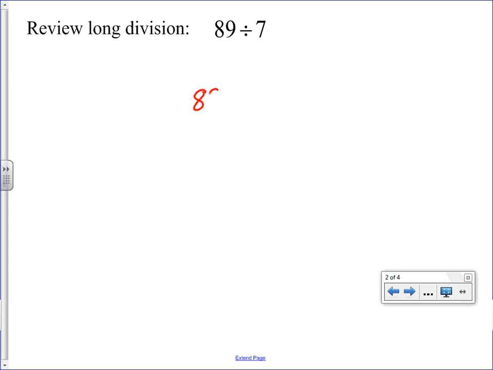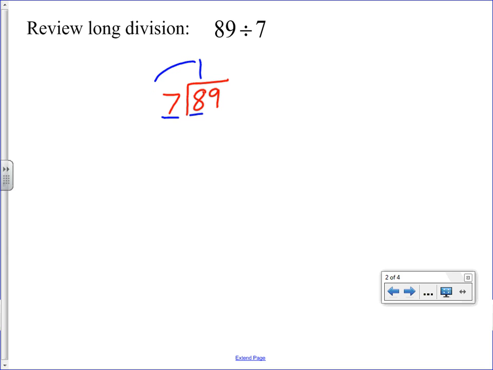89, which is our dividend, is going to go inside the little house. That's the division symbol. And we put the 7 outside. We only take it one digit at a time here. We ask ourselves, how many times does 7 go into 8? Well, 7 goes into 8 one whole time. That goes up where our answer shows up.